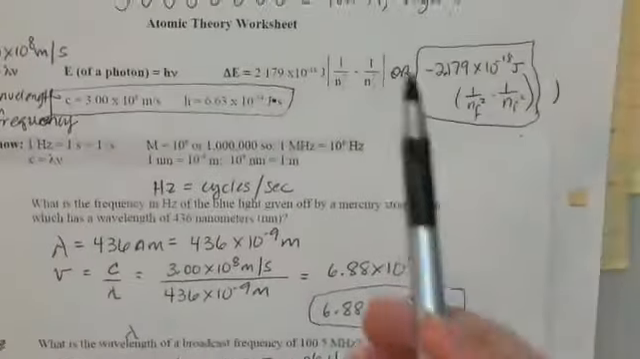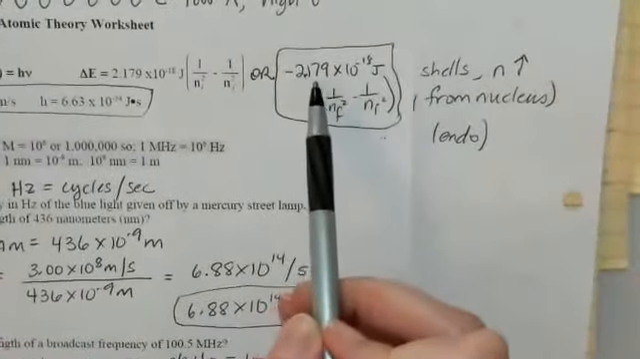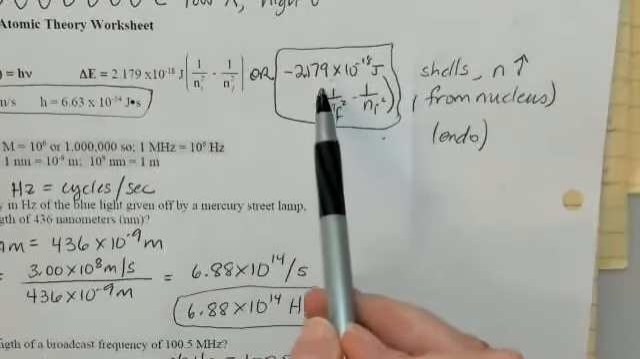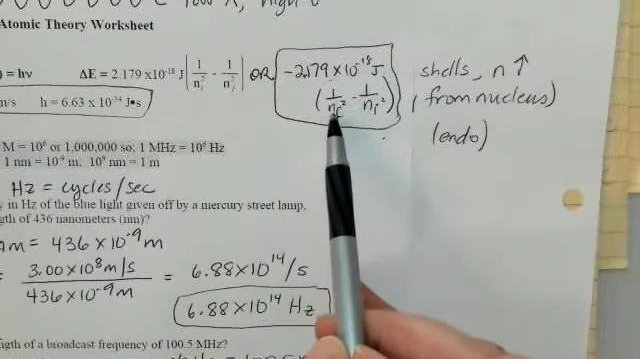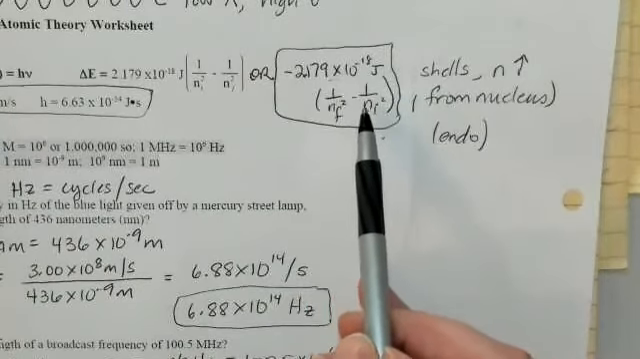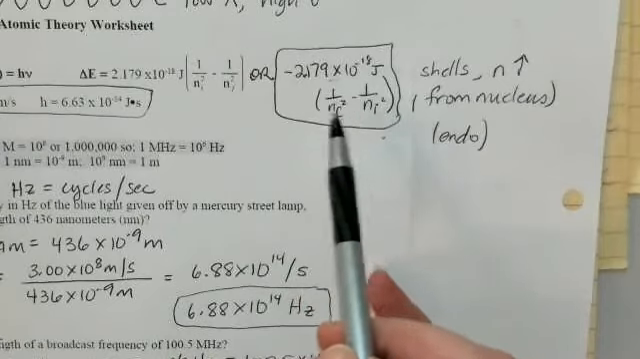When it talks about this, negative 2.179 times 10 to the negative 18 joules, that's just our constant. And then we have 1 over the final N squared, so where the electron ends up, minus 1 over the initial N squared, wherever the electron started from, whatever shell that was in.